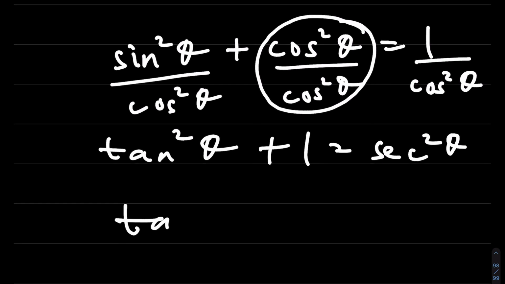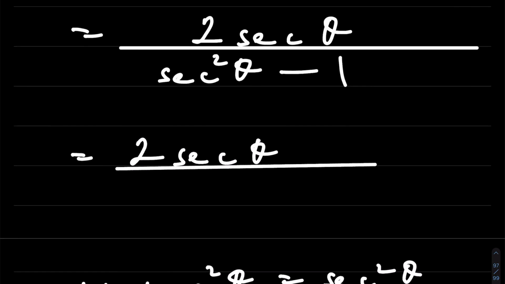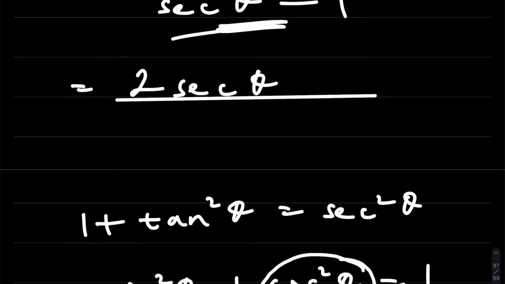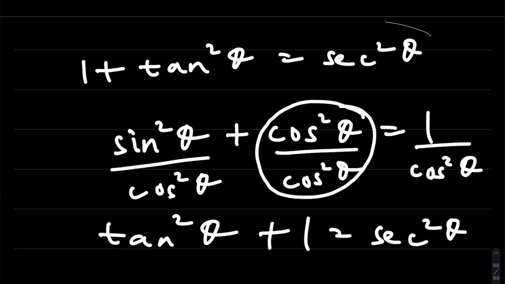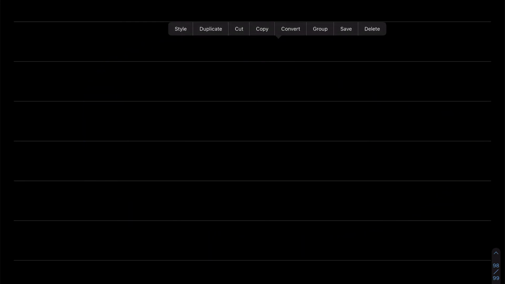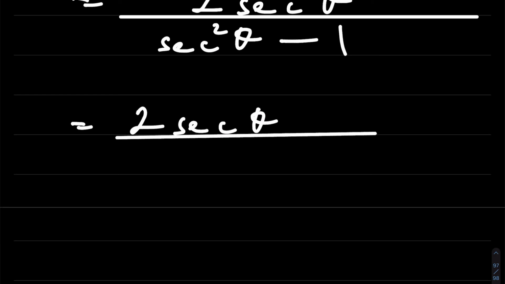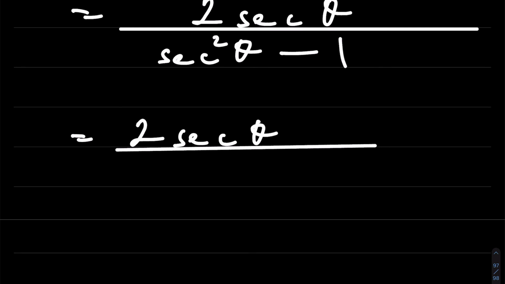That simply means tan squared theta is the same as sec squared theta minus 1. So instead of writing sec squared theta minus 1 here, I can write tan squared theta. That's what it means. Let me erase this. Tan squared theta is equal to sec squared theta minus 1. And that simply means this denominator, which is sec squared theta minus 1, is the same as tan squared theta.